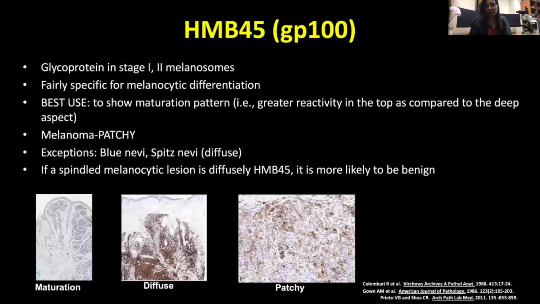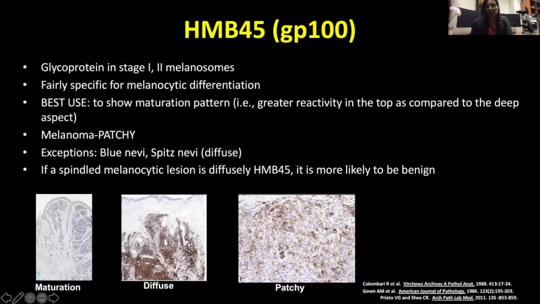So in terms of immunohistochemistry, as you know, we have different types of immunohistochemical study used for melanocytic lesions, but I'm going to focus on the ones that we usually use at MD Anderson. So let me start with HMB45. It's a glycoprotein, fairly specific for melanocytic differentiation. The best use is to show the maturation pattern.